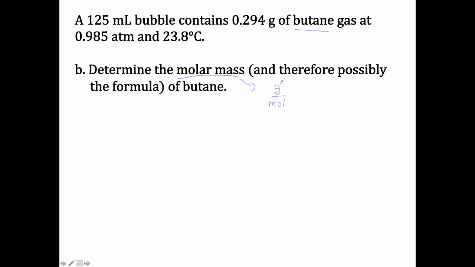So to find the molar mass via grams per mole, the grams is known, 0.294 grams, which means what we need to find is the number of moles. And we've seen how to do this before. The number of moles for a gas is PV over RT. So let's figure out the number of moles for butane. Pressure is 0.985 atms. Volume is 125 milliliters. This we do need to make into liters because we are going to be using the gas constant that has units of liters and atmospheres and moles and Kelvin.